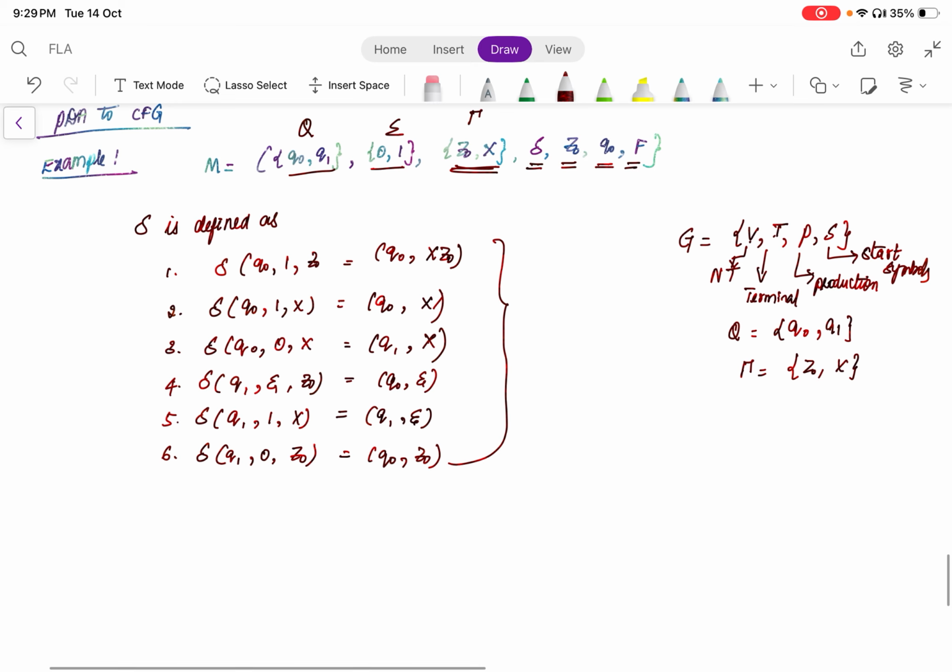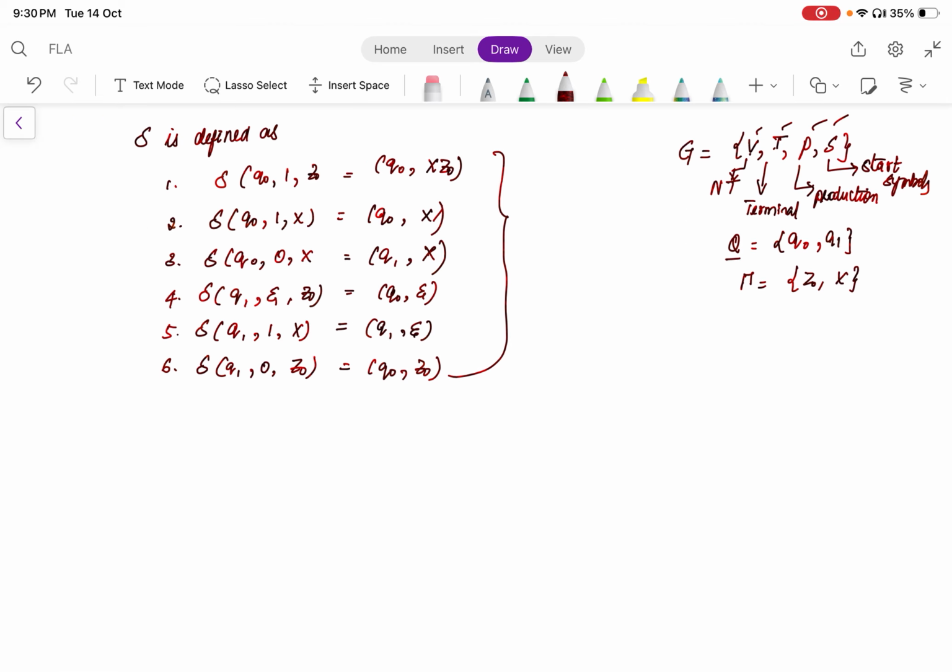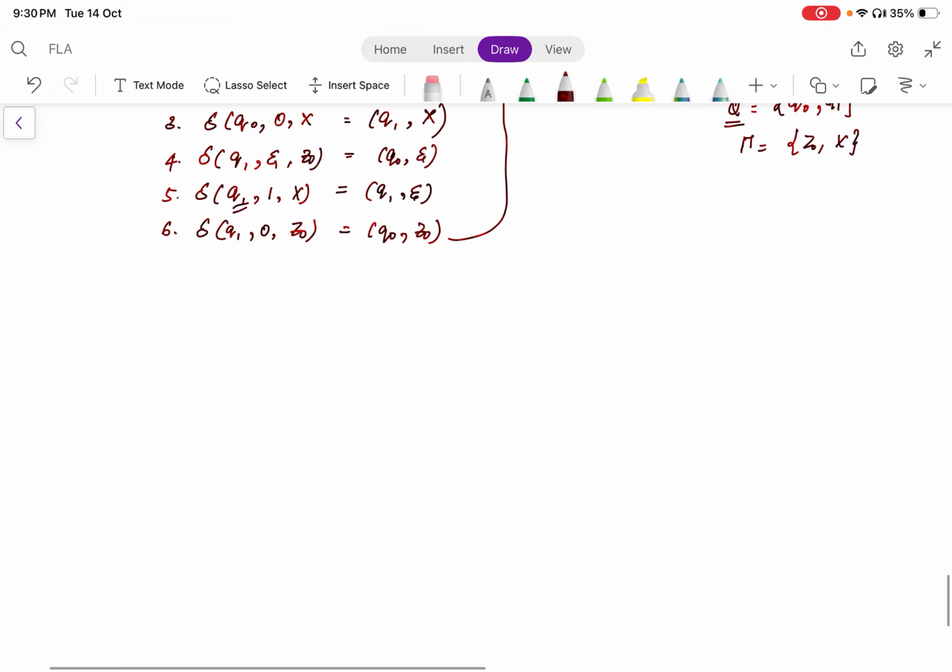Do you remember the four tuple of a context-free grammar? Those are V, T, P, and S. V is your non-terminal, T is your terminal, P is your production rules, and S is your start symbol. In order to convert the PDA to CFG, you have to find all these four tuples. The states mentioned in the question are Q0 and Q1. Those two are your states. Stack symbols are Z0 and X. These two are your stack symbols.